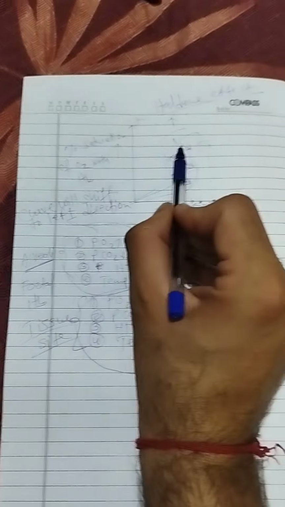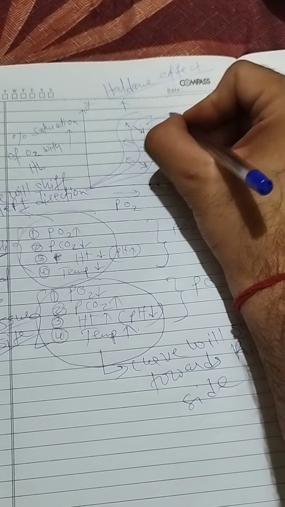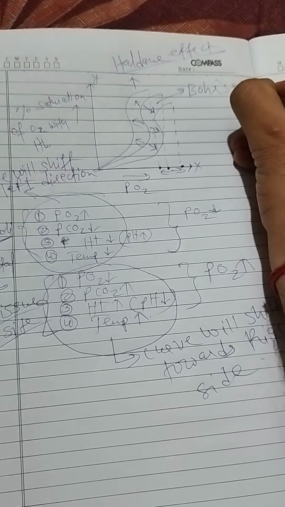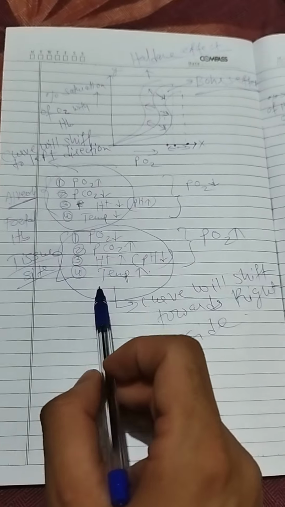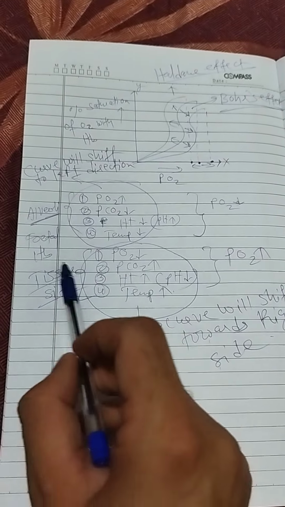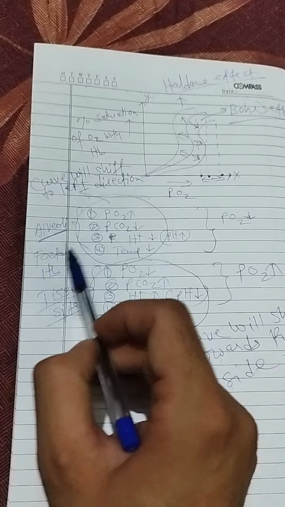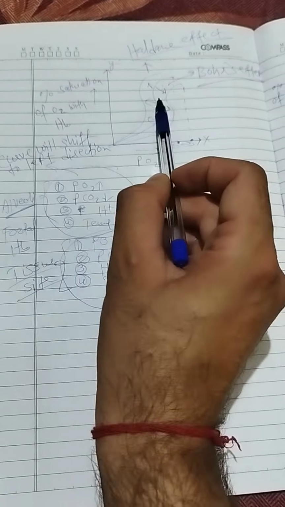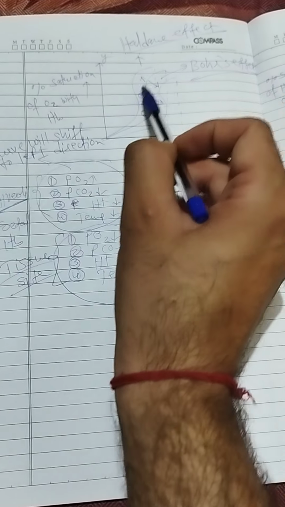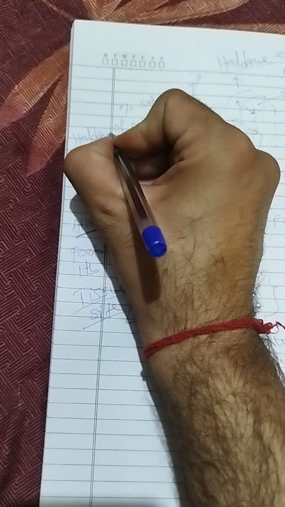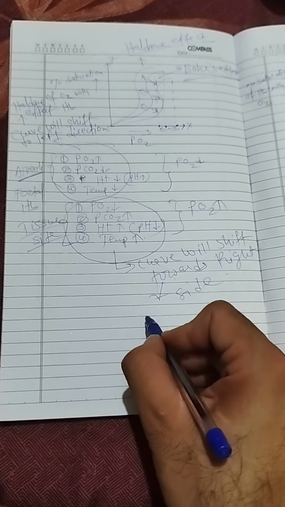Now when the curve is moving toward the right side, this is called Bohr's effect. So when the curve shifts toward the right side, that will be called Bohr's effect. Bohr's effect takes place at the tissue site, whereas in alveoli or fetal hemoglobin, the oxygen dissociation curve will shift to the left side under those conditions. That will be called the Haldane effect. If the curve is shifting to the left side, Haldane effect.